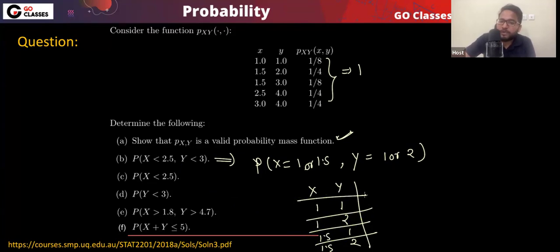So this is 1 1. You need to add 1 1, 1 2. Okay, there is no 1 2, which means that probability of 1 and 2 is 0. That's okay. 1.5 and 1. Is there any 1.5 and 1? Okay, there is no 1.5 and 1. There is 1.5 and 2. Yes. So you just need to add both of these, right?